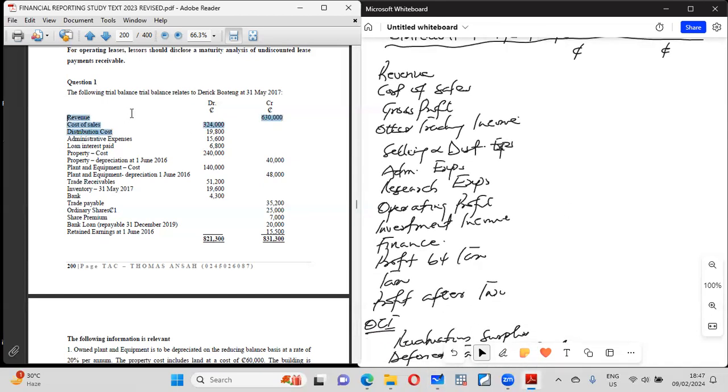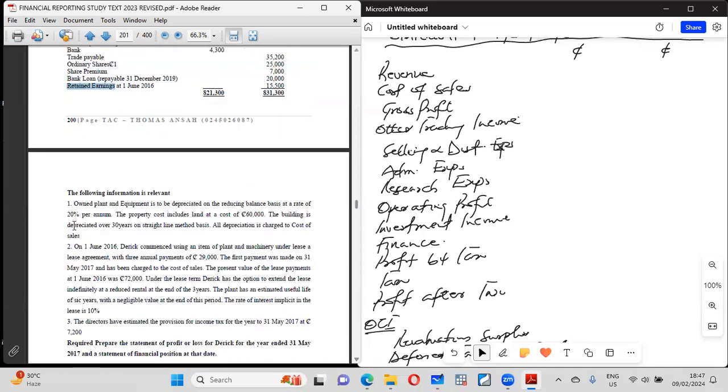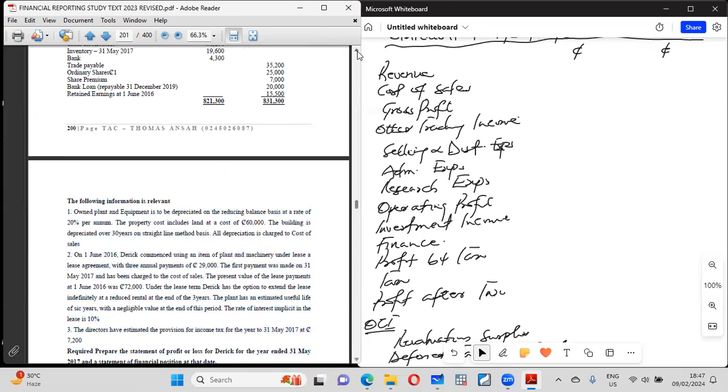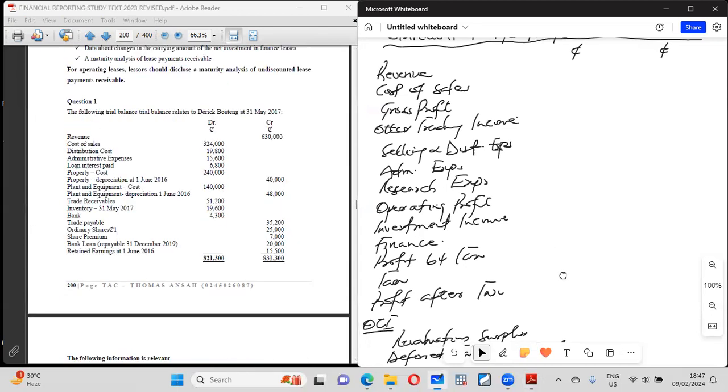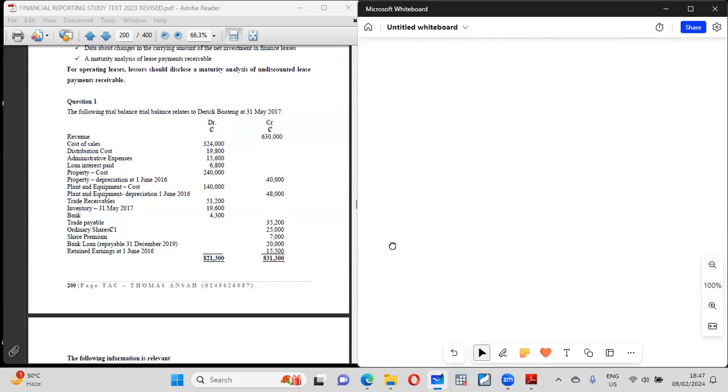If we glance through the question, we see revenue, cost of sales, admin. All these will give you an idea of the PPE. You have trade receivable, inventory, bank, trade payable, ordinary shares, share premium, bank loan, retained earnings. Then you go through your notes. Immediately you finish reading, you develop your balance sheet template.